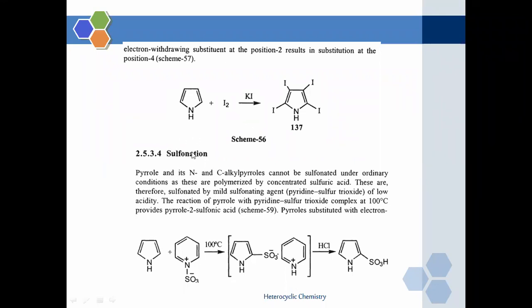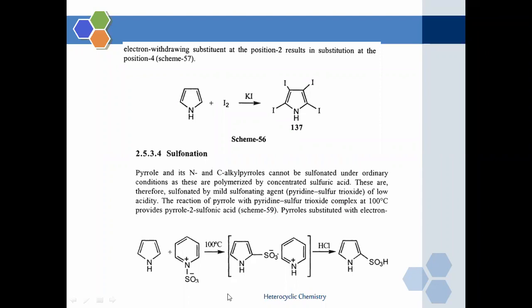So, at ordinary condition, pyrrole does not undergo any sulfonation reaction as they are polymerized by concentrated sulfuric acid. So, under mild condition, they are not sulfonated. They require a stringent condition for the sulfonation. They are therefore sulfonated by a mild sulfonating agent, that is pyridine sulfur trioxide.